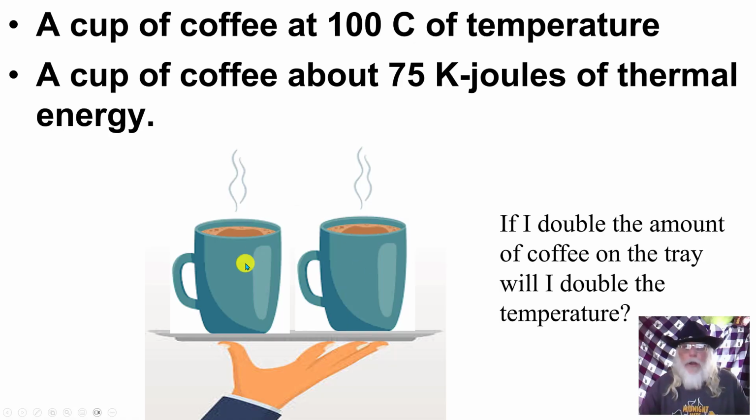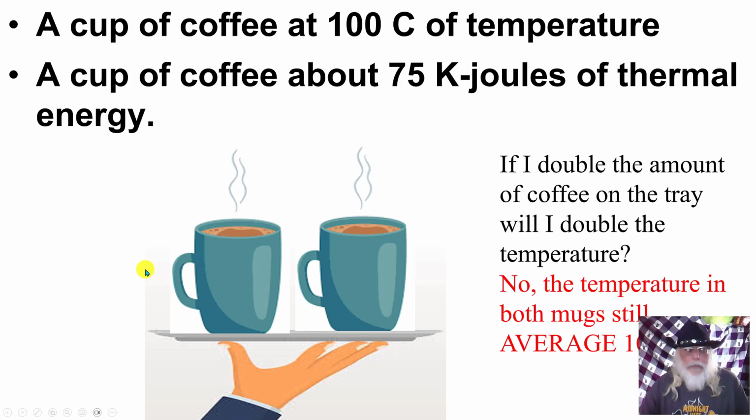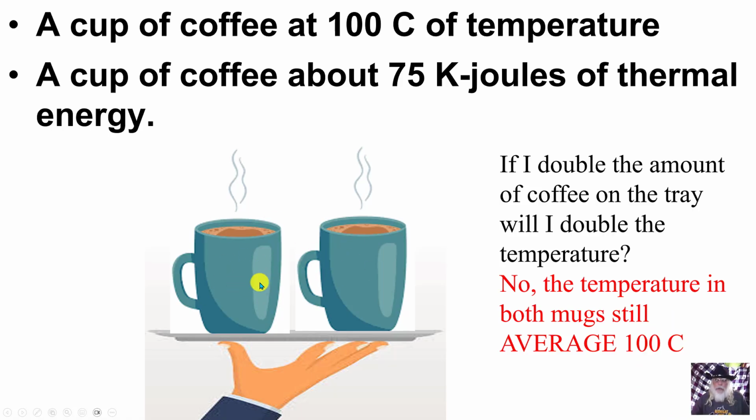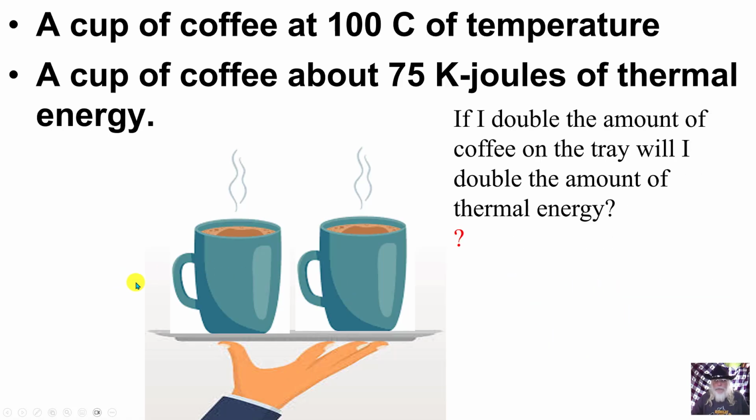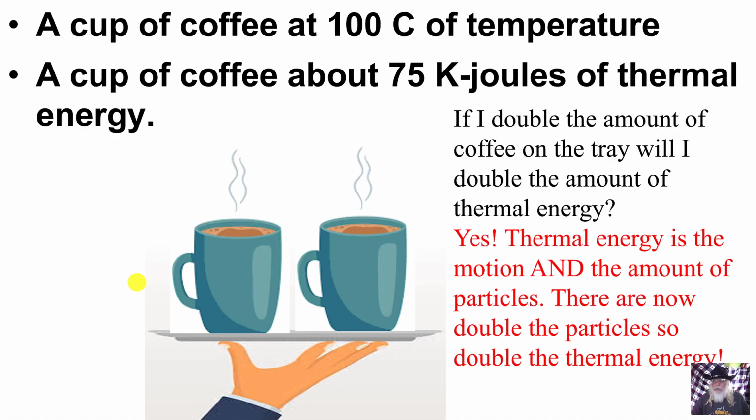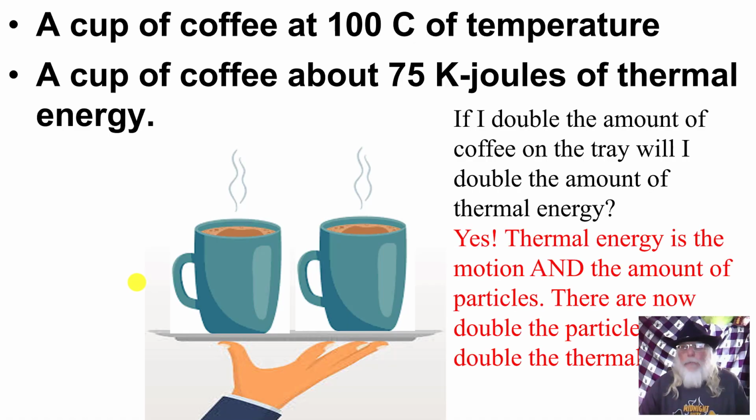If I double the amount of coffee, so I add another cup of coffee and put it on the tray, will I double the temperature? Is the temperature going to be 200 degrees Celsius now? Well, no. The temperature in both mugs is still going to be an average of 100 degrees Celsius. It's not going to get any hotter just because I add another cup of coffee there on the tray. However, the amount of thermal energy, will that double?